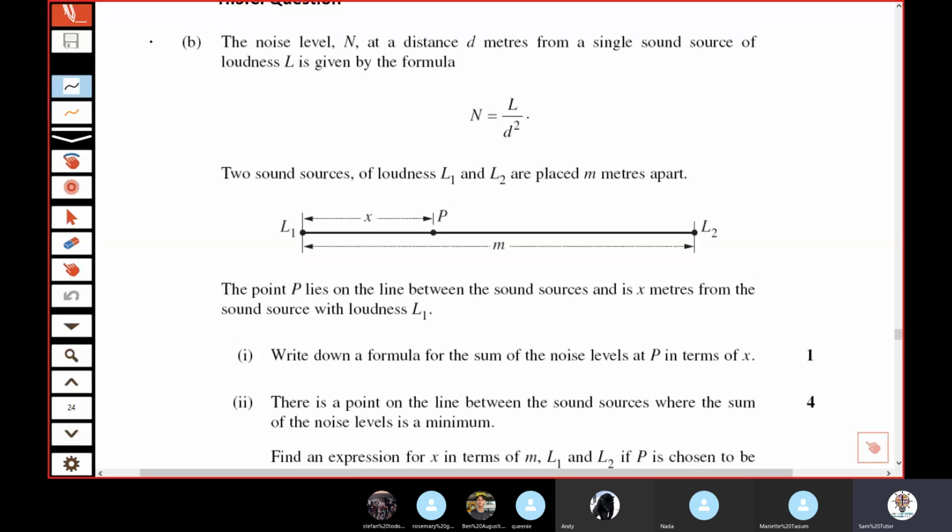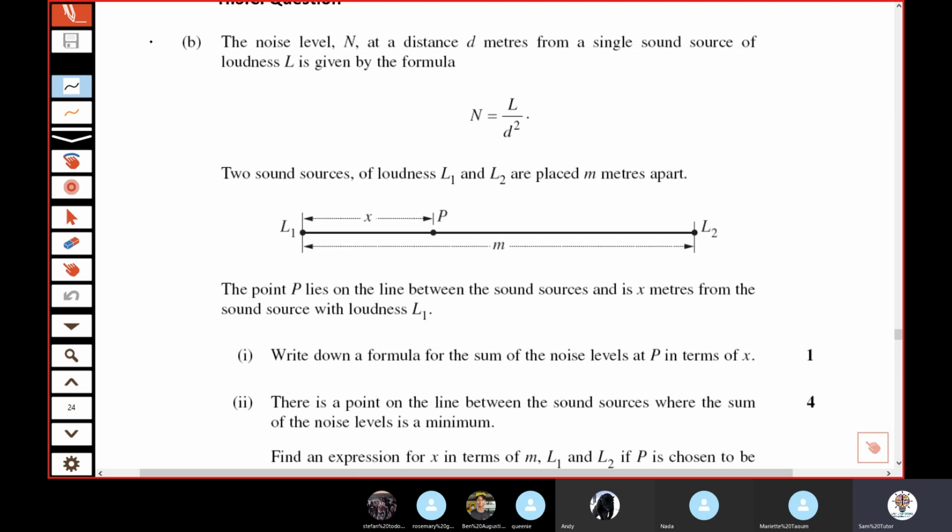The noise level N at a distance d meters from a single sound source of loudness L is given by this formula. So a lot of jazz, don't get annoyed by the word. Remember, you're in advanced. So just saying N is equal to L over D squared, where L is loudness and D is distance from a single sound source.